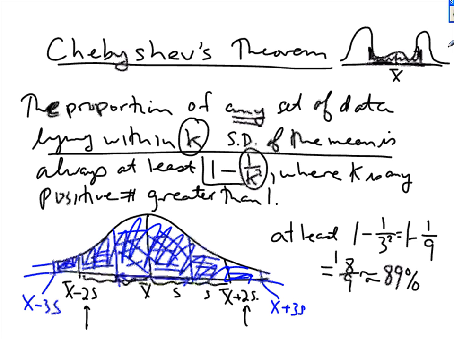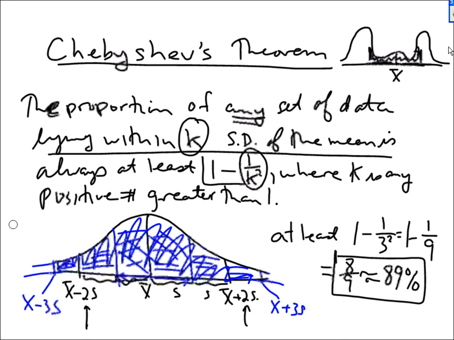So I can guarantee you that at least 89% of the data, regardless of the distribution, whether it's bell shape or not bell shape, whether it's multimodal or bimodal, is going to be within 3 standard deviations.